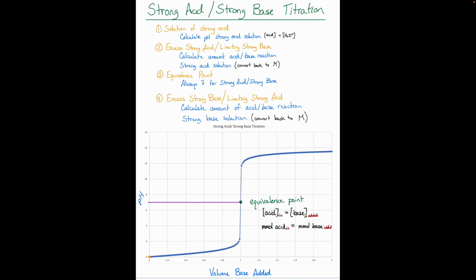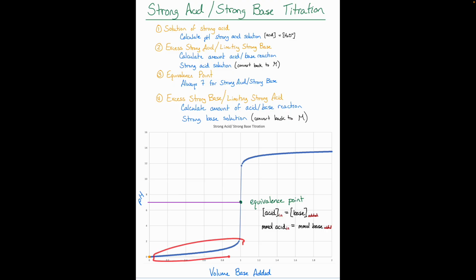Okay, so this is our strong acid, strong base titration here. We're starting out with a flask of strong acid, and we're titrating in some strong base. So when we're starting out with a flask of strong acid, we're starting at a very low pH here, and our strategy for calculating pH in this region is to just simply calculate the pH of a strong acid solution, right? Using the concentration of acid is equal to the concentration of hydronium for a strong acid.